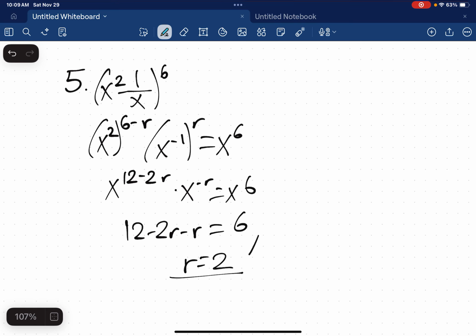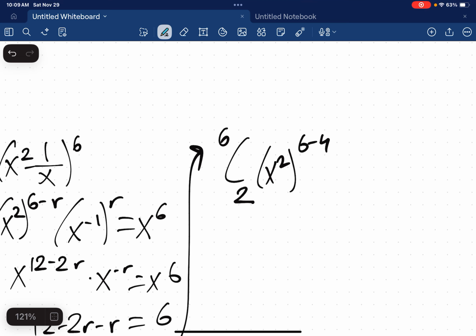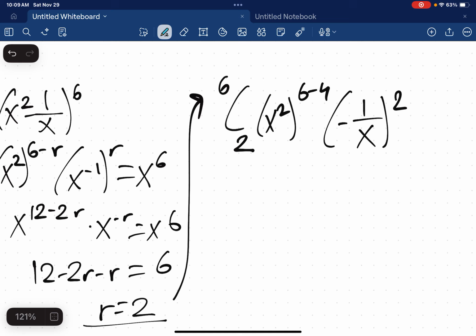Okay, and now we just need to plug it back over here. So we'll end up having 6 choose 2, x squared to the 6 minus 2, and negative 1 divided by x to the second. 6 choose 2 is just going to be equal to, let's see what Desmos says, 15. So we'll have 15 times x to the 4th. Nope. Yeah, x to the 4th. Right?